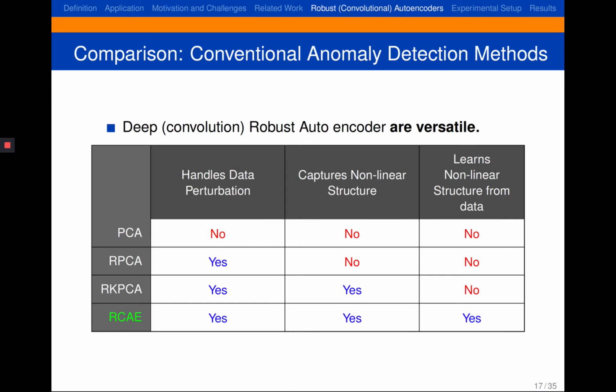This slide explains the comparison of conventional anomaly detection methods, which have been classified into three categories. We discuss how we could handle the data perturbations. This slide presents the comparison of the conventional anomaly detection methods with respect to handling data perturbations and capturing the nonlinear structure within the data. As we can see, the proposed robust autoencoder based approach is capable of handling the perturbations and also capturing the nonlinear structure present within the data.